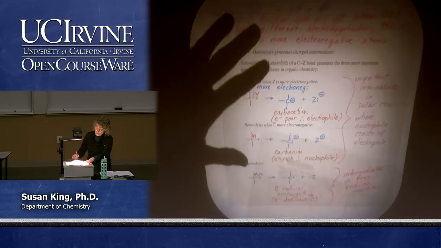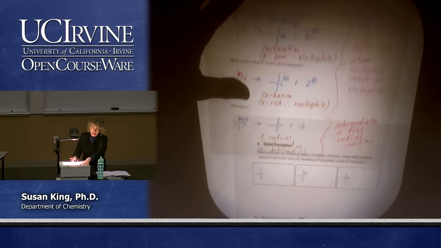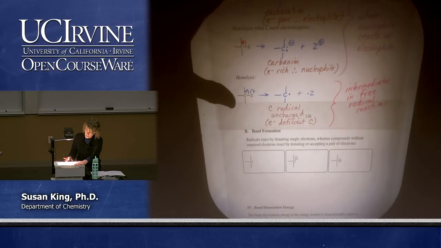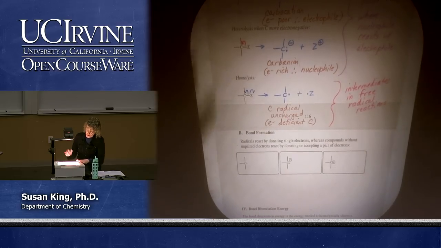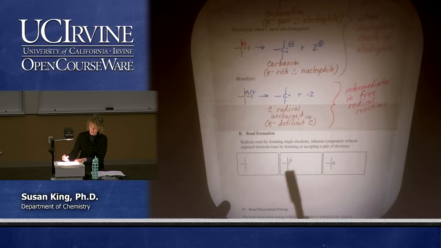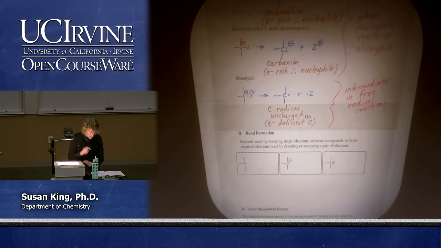All right, let's talk about bond formation. So we just talked about how we break bonds. Let's talk about how we form bonds. And how we form bonds is going to depend on what we're starting with. These are our three major reactive intermediates in organic chemistry. So we have a radical, a carbanion, and a carbocation.